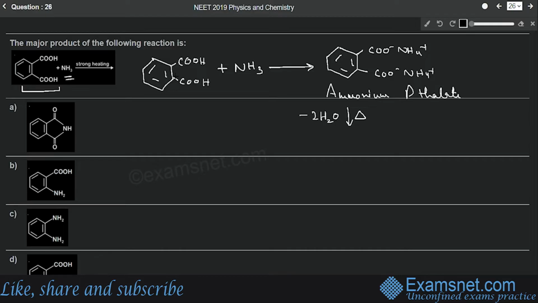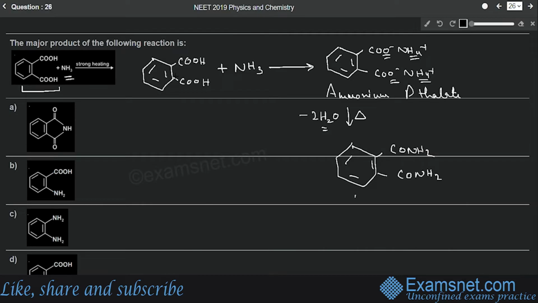That means 4 hydrogens and 2 oxygens. So 2 hydrogens and 1 oxygen from here and 2 hydrogens and 1 oxygen from here. So what will be left? Here we have this structure. This is the benzene ring, and here CONH2 will be left, and here also CONH2 will be left.